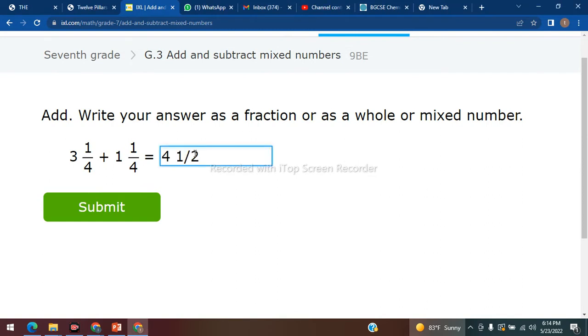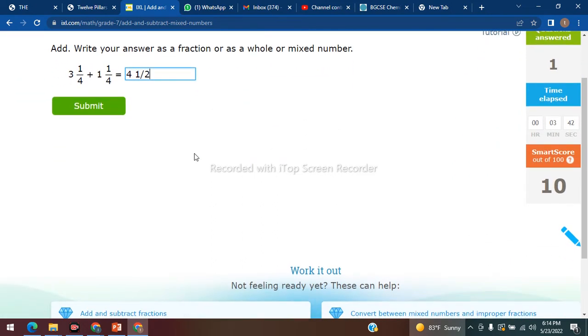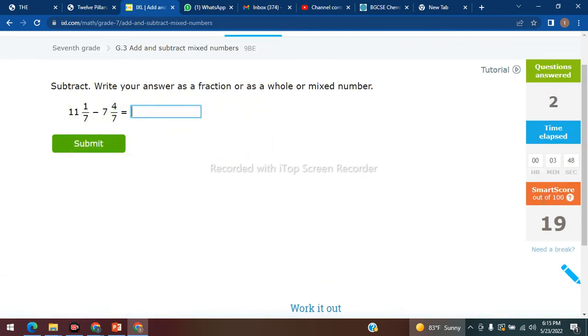In the exam, like if they don't say reduce it, you still reduce. Definitely still reduce. Okay, so we got that. Yay, we're up to 19. I hope we don't fail.